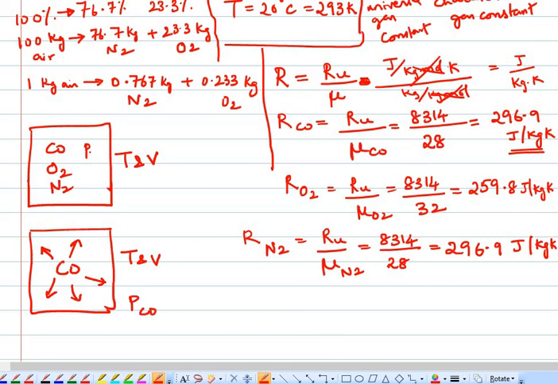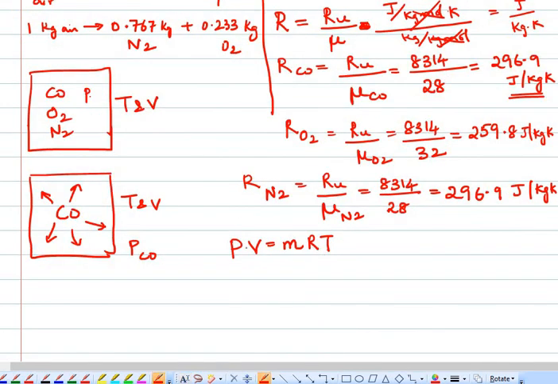Similarly, if oxygen alone is there in the container, then the pressure due to that oxygen in that container is called the partial pressure of oxygen. So we know that PV is equal to mRT. So if a gas is assumed to exist alone in this container, then I can write the partial pressure of that into the total volume.